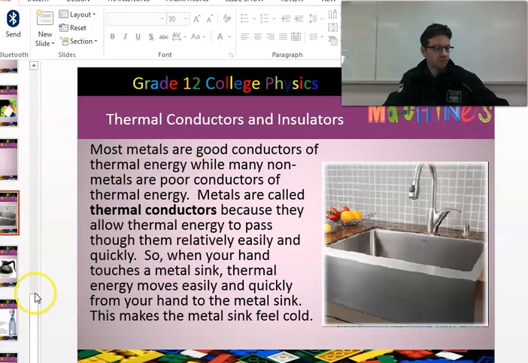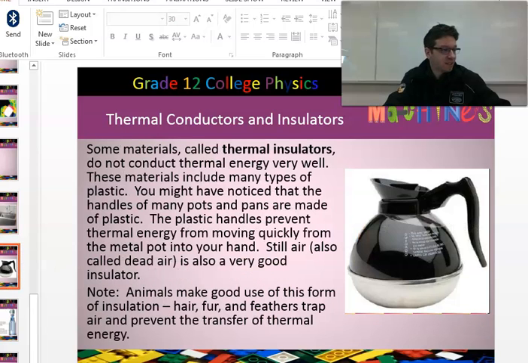Let me pause there. All right, last thing I want to talk about are conductors and insulators, specifically thermal conductors and insulators, not electrical conductors and electrical insulators. Thermal conductors are very good at transferring thermal energy, whereas thermal insulators are not. Okay? So metals, for example, make good thermal conductors, and other materials like plastic, things like that, are fairly good thermal insulators. Like this plastic handle here on the coffee pot.